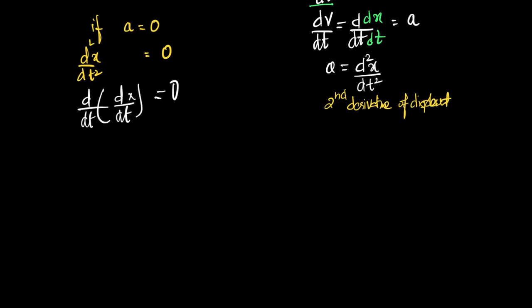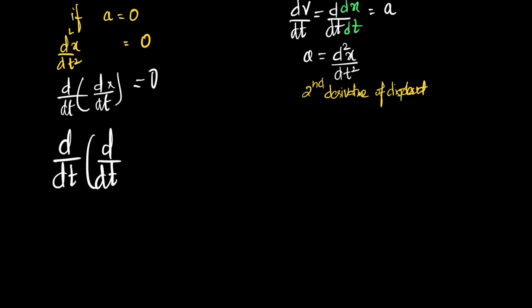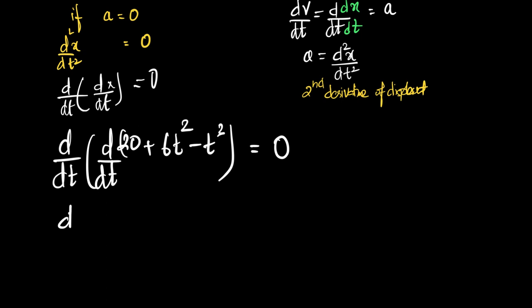which further goes like this: d by dt of, what is dx by dt? It is d by dt of x. What is x? X is given as the equation 20 plus 6t square minus t cube, and this is equal to 0, right? So let us now differentiate. So we'll get d by dt of, what is d by dt of 20? It is 0. D by dt of 6t square is 12t minus d by dt of t cube is 3t square.